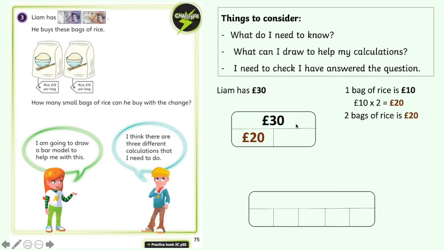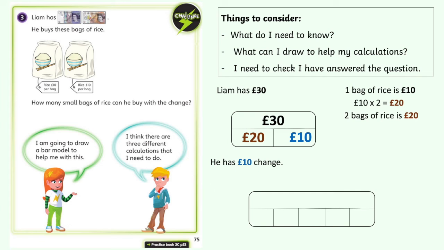Now we need to know, well, how much change is he going to get? Well, 30 take away 20 gives us 10. So Liam has £10 change. Now we're not finished yet, are we? Because we now need to work out how many small bags of rice he can buy with the change.